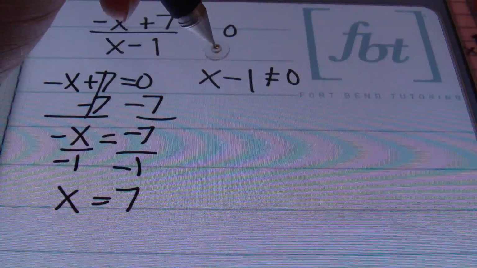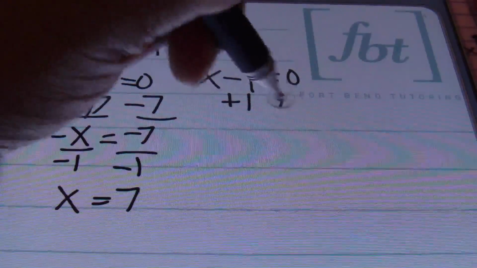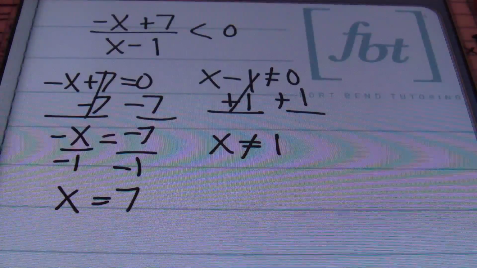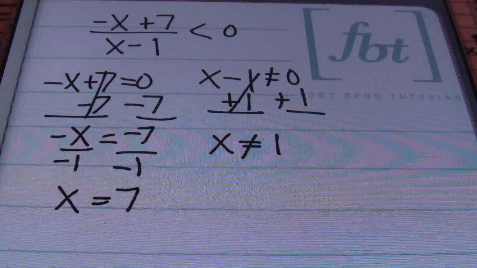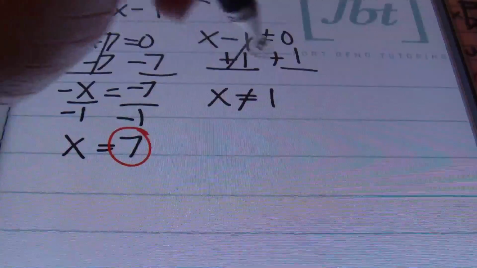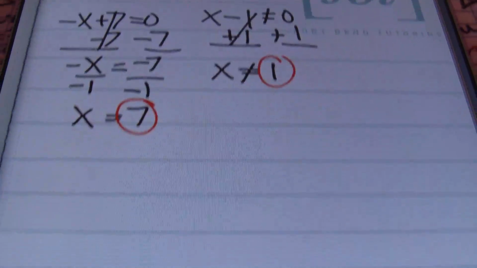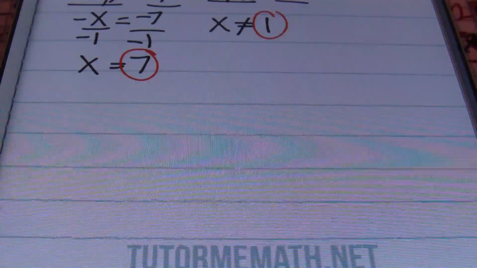Then, with the second factor, I'm going to be adding 1 to both sides to find out that the value of x cannot equal positive 1, or it'll be undefined. So my critical values are 7 and 1. Let's identify those. There we go, and there you go. These are your critical values. So next, I'll be coming up with my sign chart here, okay?